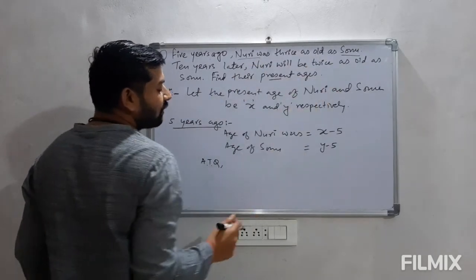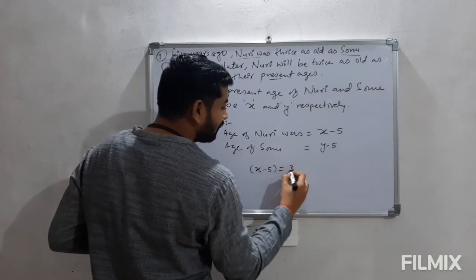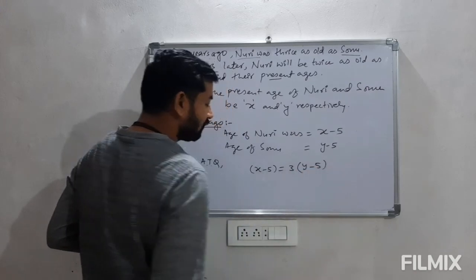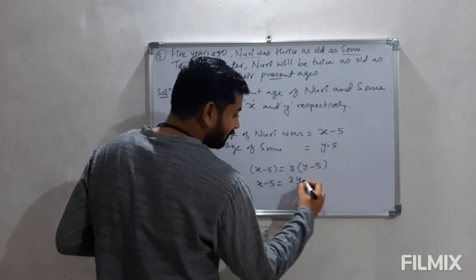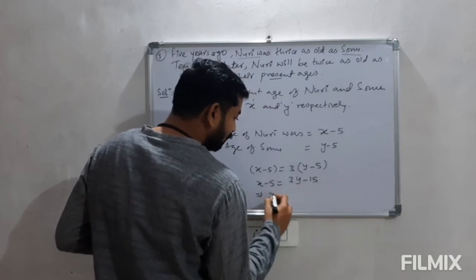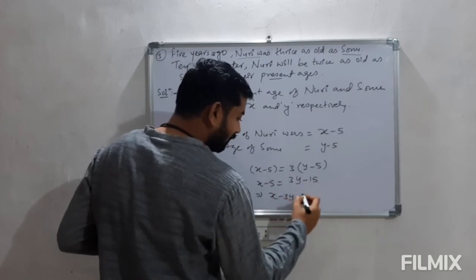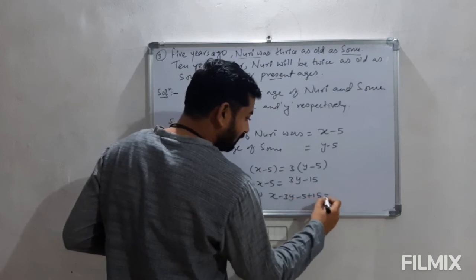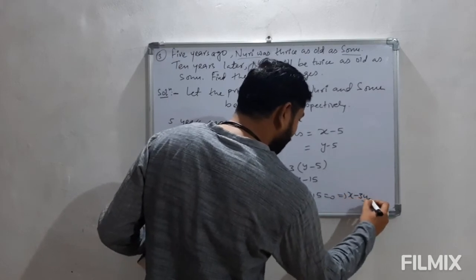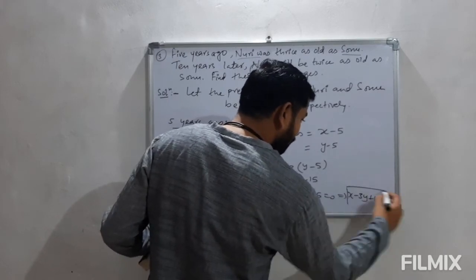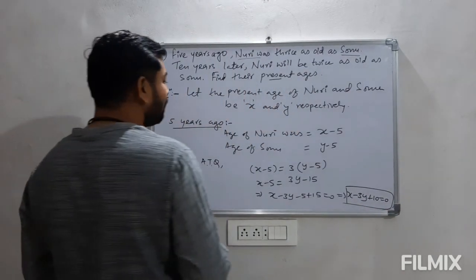Now according to the question, Nuri was thrice as old as Sonu, means the age of Nuri, that is x minus 5, is 3 times as of Sonu. So we are getting this relation from here. Let me rewrite and solve this. If we multiply 3 here, 3y minus 15, and if we bring these two terms here, we get x minus 3y and minus 5 plus 15 is equals to 0. So from here we are getting the first equation as x minus 3y plus 10 is equals to 0. This is our first equation, x minus 3y plus 10 is equals to 0.